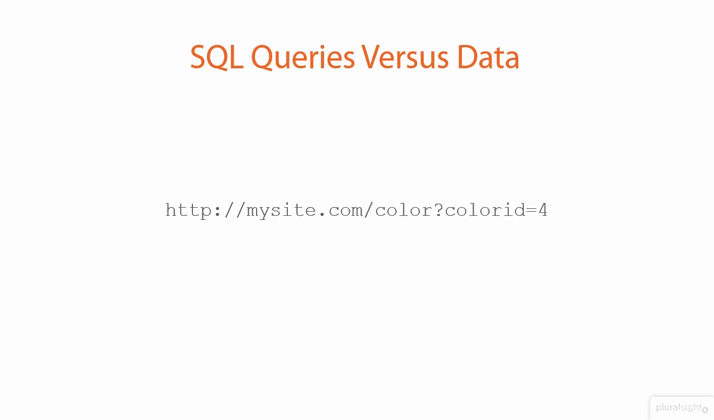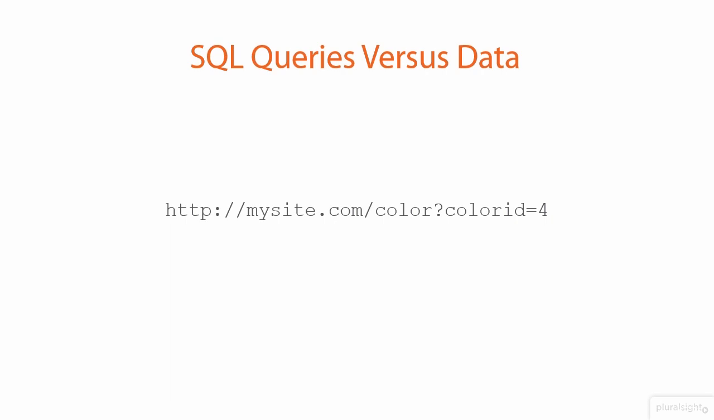So here's a really simple example: mysite.com. Doesn't matter which site, but you can see here that there is a path called color, and it's passing a query string parameter called colorID with a value of 4. Now, SQL injection is all about manipulating the parameters in the web application such that it can actually change the underlying query. Now let's take this URL. Inevitably, this is going to get us the color with the color ID of 4.